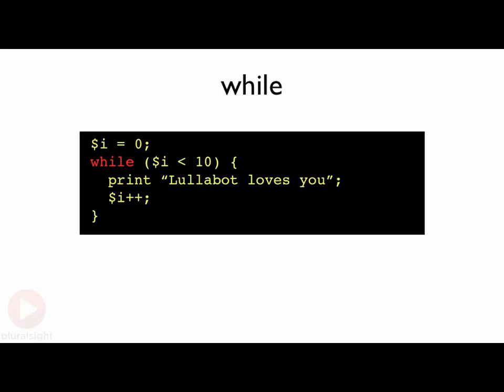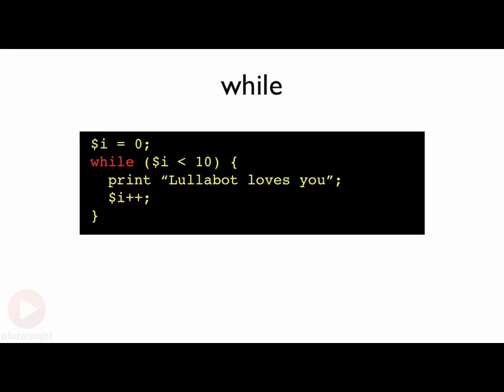So in our example here, we have a simple counter variable called I, and as we go through the loop, each iteration through the loop, the condition is going to be checked to see if I is still less than 10. If that's true, then it'll execute the code that will print "Lullabot loves you", followed by a shorthand for incrementing the value of I.